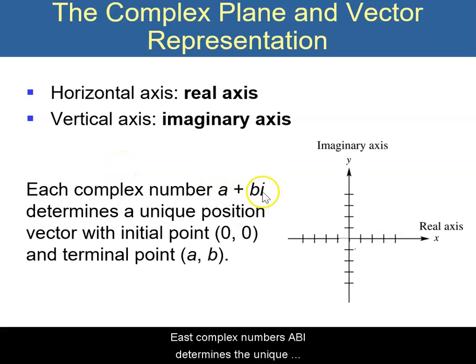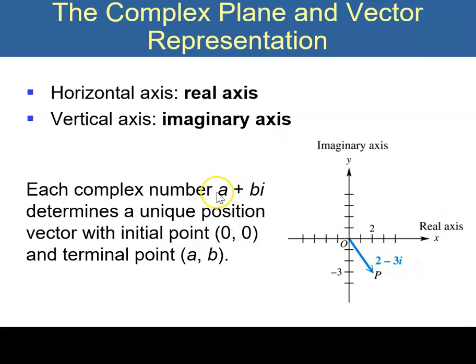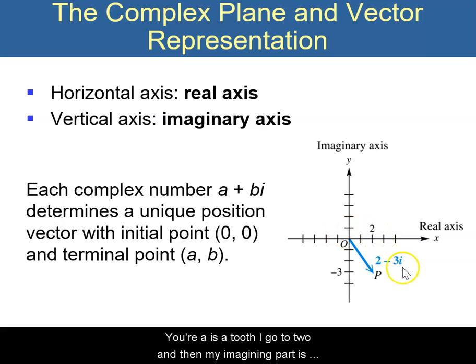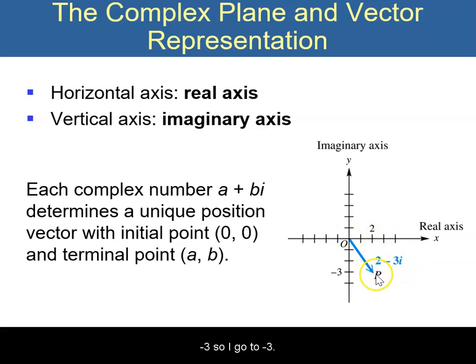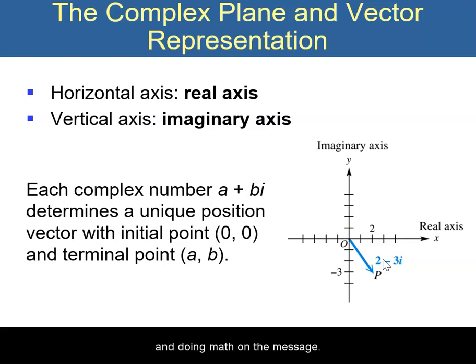Okay. Each complex number a plus bi determines a unique position vector with the initial point at the origin and the terminal point at (a, b). So here if I do 2 minus 3i, my real portion here, a, is 2, so I go to 2. And then my imaginary part is -3, so I go to -3. And then that's the end of my vector. And now I have a vector. And again, with any vector, we now have an angle that is created. We have a cosine length, we have a sine length, and we have the length of the vector, which are all important things that are going to come together when we start talking about these and doing math on them basically.